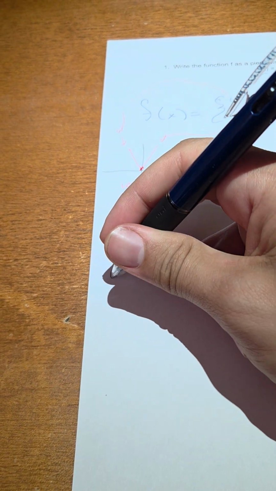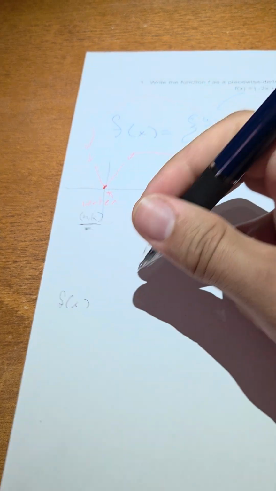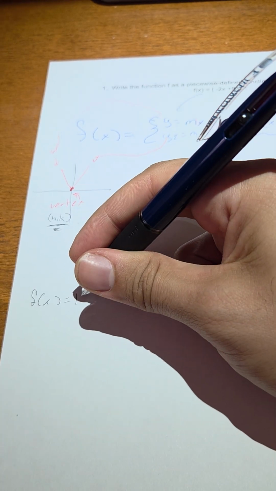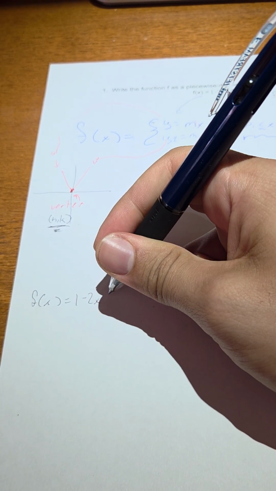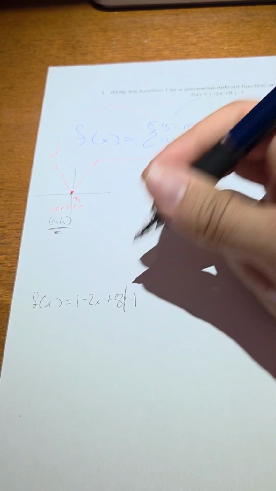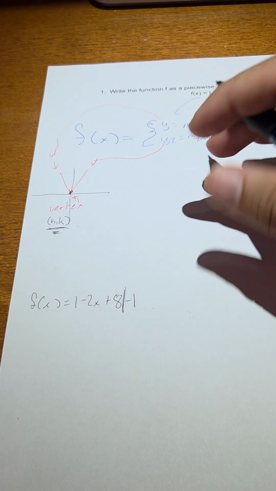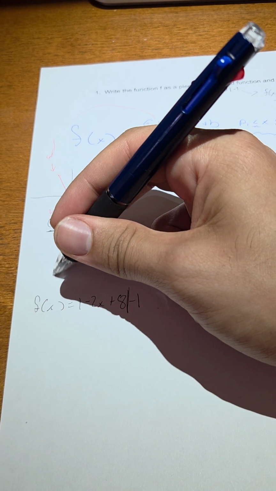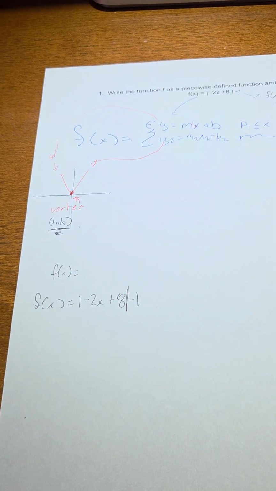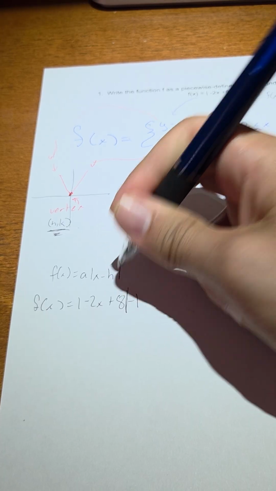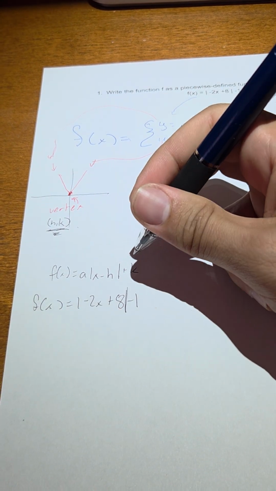Right, so let's rewrite this down here. You have f of x is equal to absolute value of negative 2x plus 8, minus 1. Close absolute value right there. I just rewrote the equation. So now what I want is for this to look like this: x minus h, close absolute value, plus k.